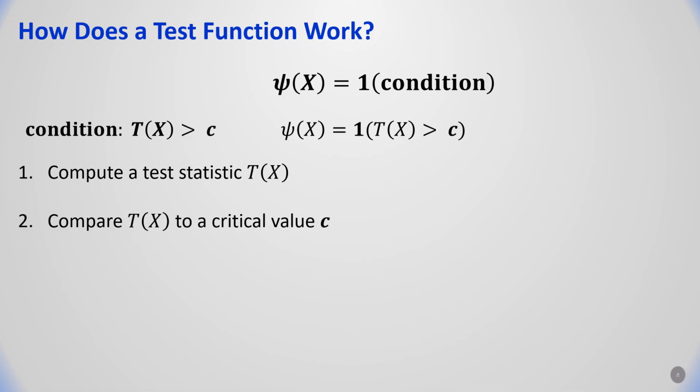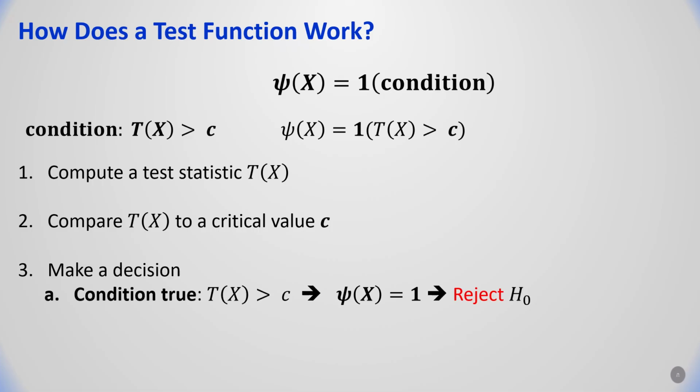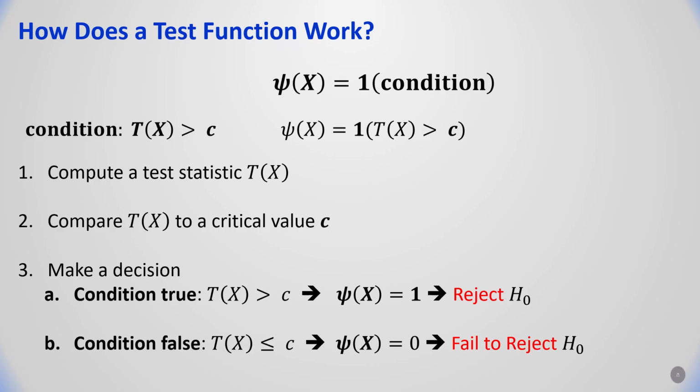If the condition is true, that is, if T of x is greater than C, the test function outputs 1, and we reject the null hypothesis. If the condition is false, that is, if T of x is less than or equal to C, the test function outputs 0, and we fail to reject the null hypothesis. In the next example, we'll calculate a test statistic and apply the test function step by step.